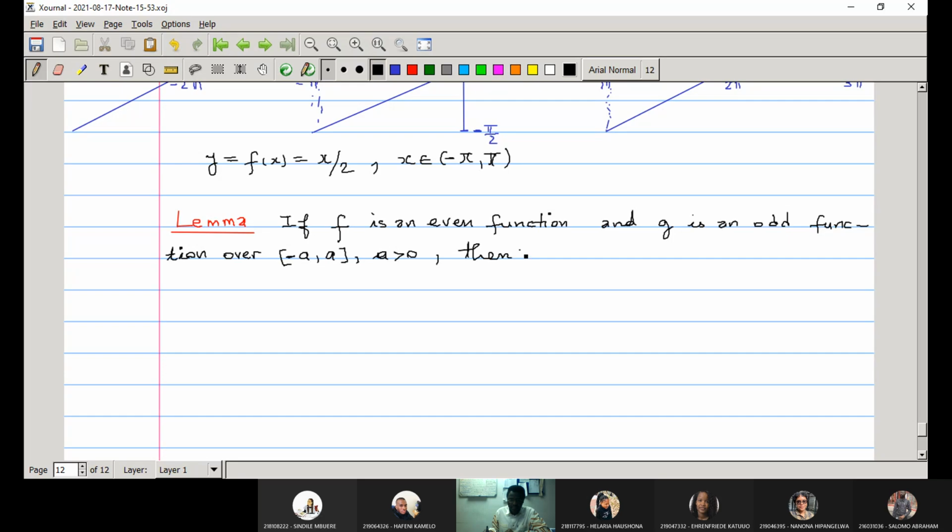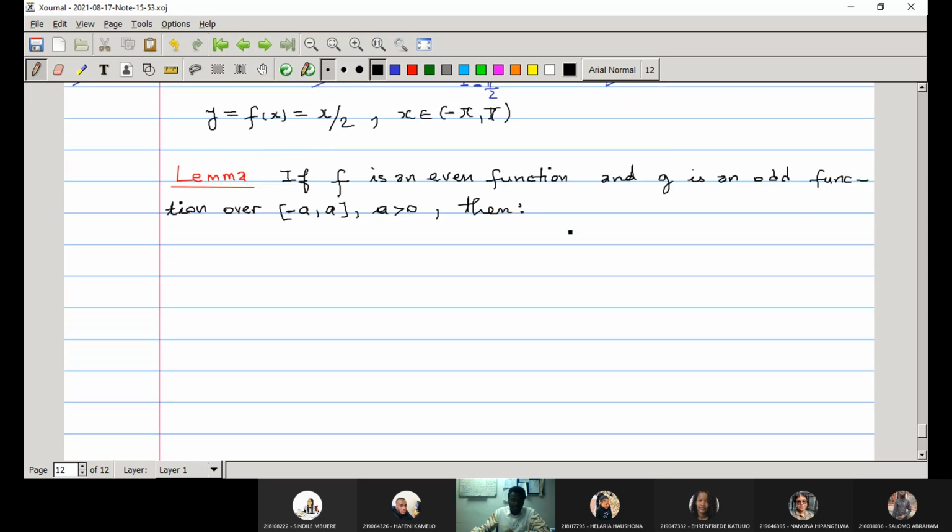Then the integral from negative a to a of f of x dx, for f which is even, will be 2 times the integral from 0 to a of f of x dx. Obviously, this is for when f is even.